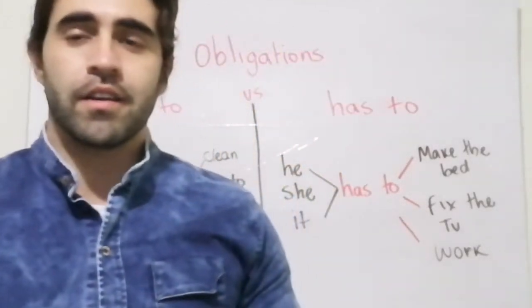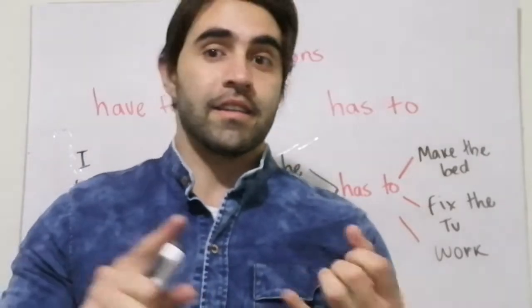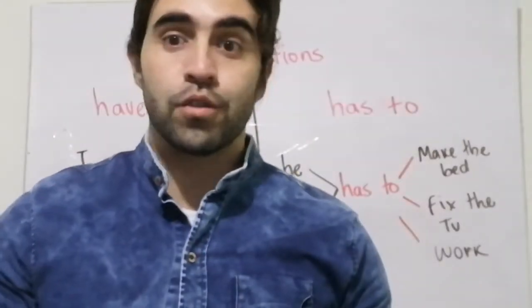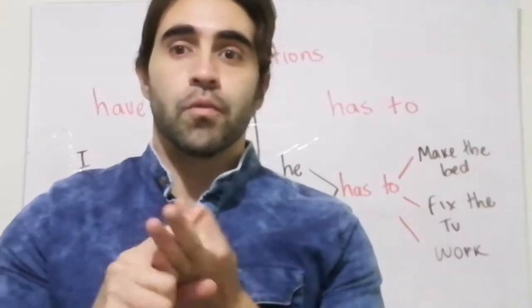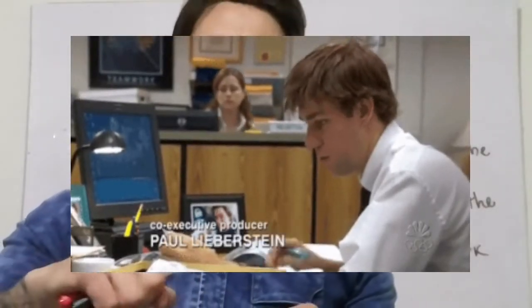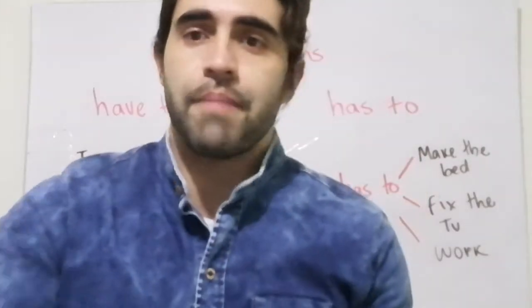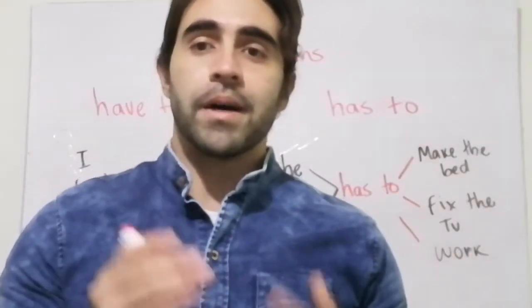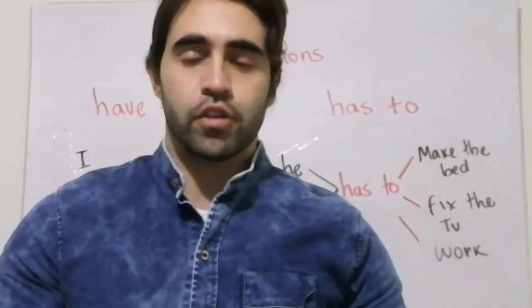When we express our obligations, we express things like, for example, clean the house, that's an obligation. We express things like do the homework, that's an obligation. We express things like work, that is another obligation. Feed the dog, clean the bathroom, do the shopping, etc. There are many different types of obligations, but first we're going to learn how to express our obligations in English.